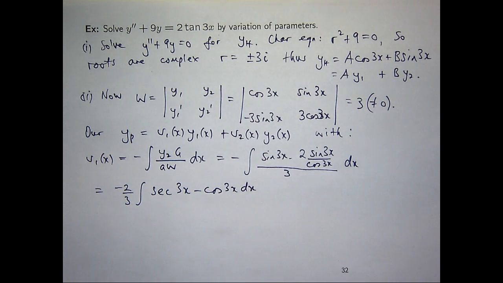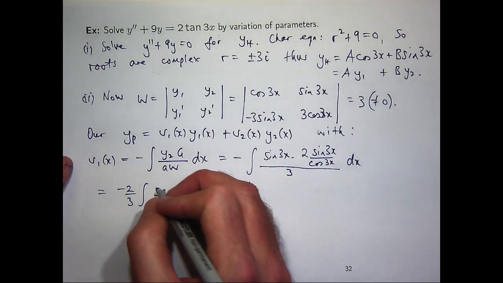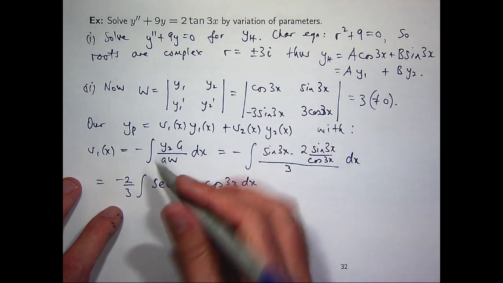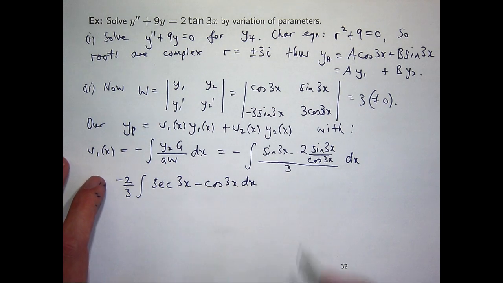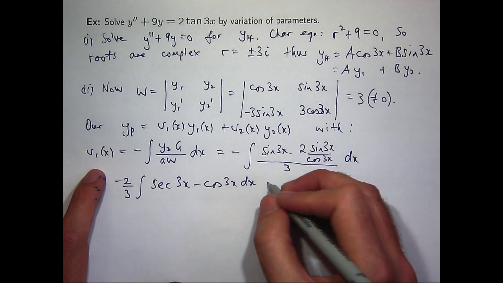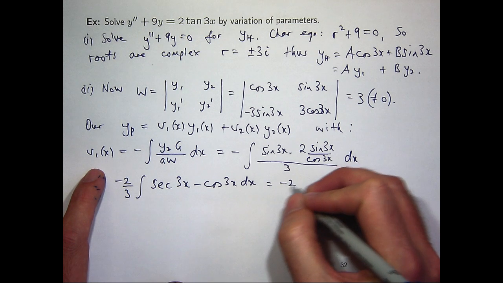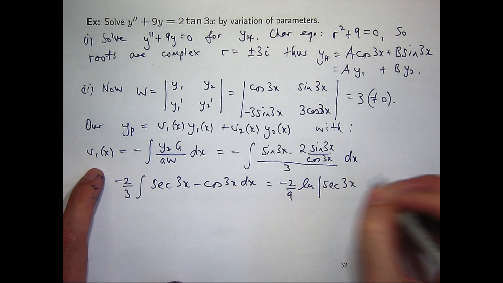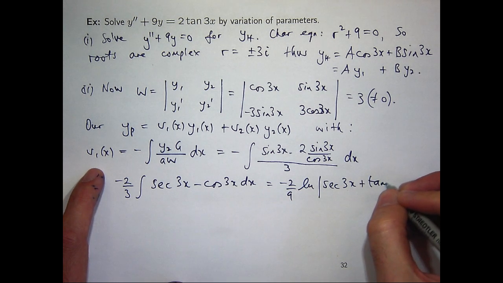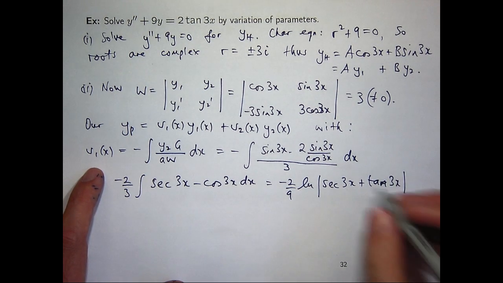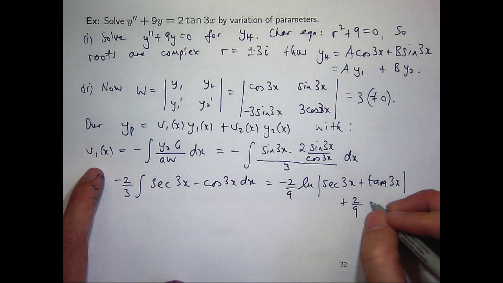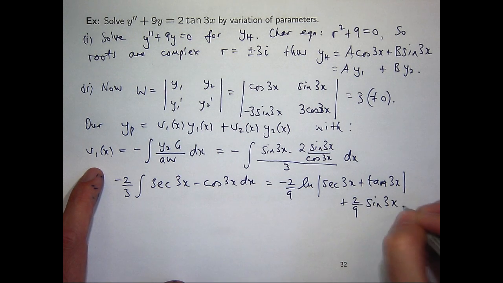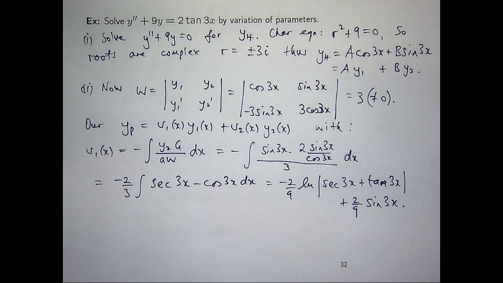Okay, I won't put all the steps in, but I'm running out of space. So to integrate sec, it's going to be something like log sec plus tan. So if I do these integrals, I should get something like this. Okay, so that's v sub 1. That's the most complicated part. The integration involving v sub 2 is not too bad.